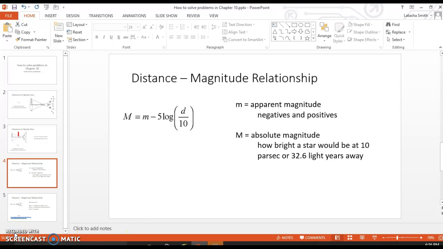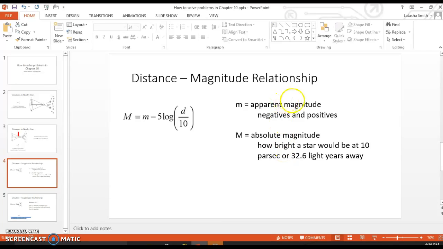Now the next type of problem is a little bit more complicated, and that's looking at distance and magnitude relationships. This is based on the inverse square law that's found in your textbook. It starts on page 296 in your text and goes all the way to page 299, and you can see the distance and magnitude relationship, Discovery 10-2.